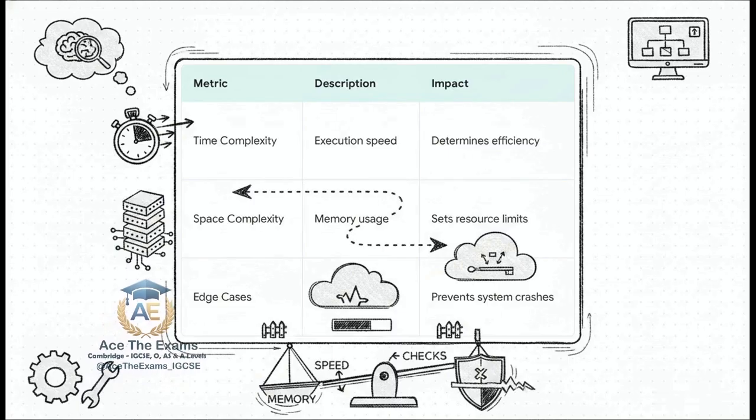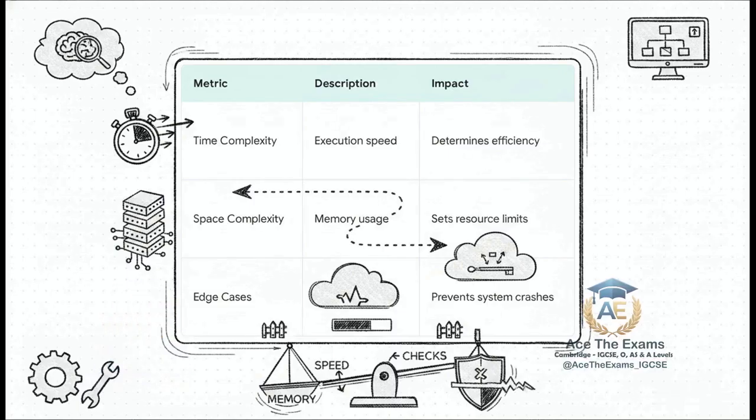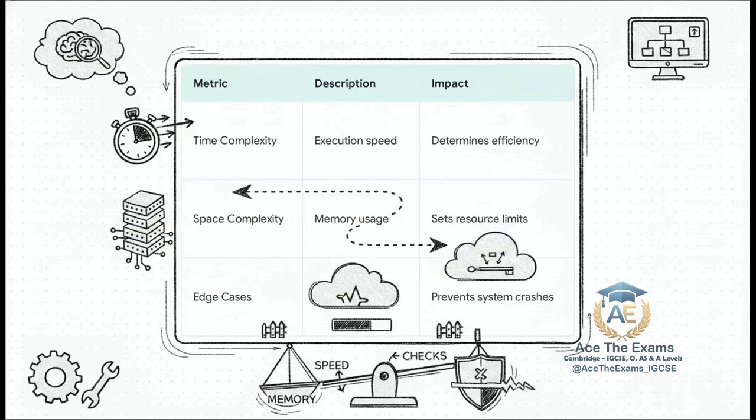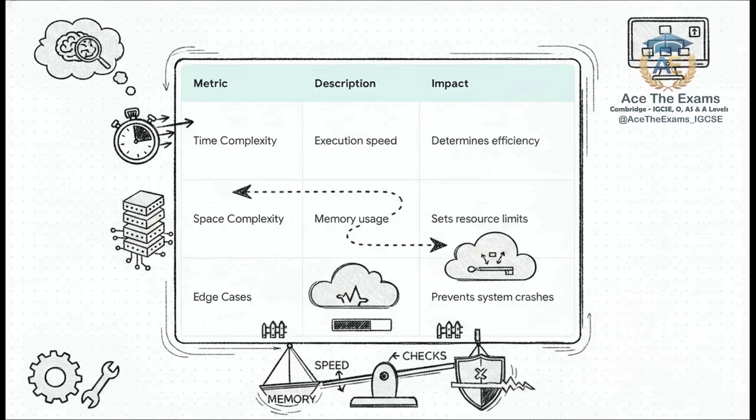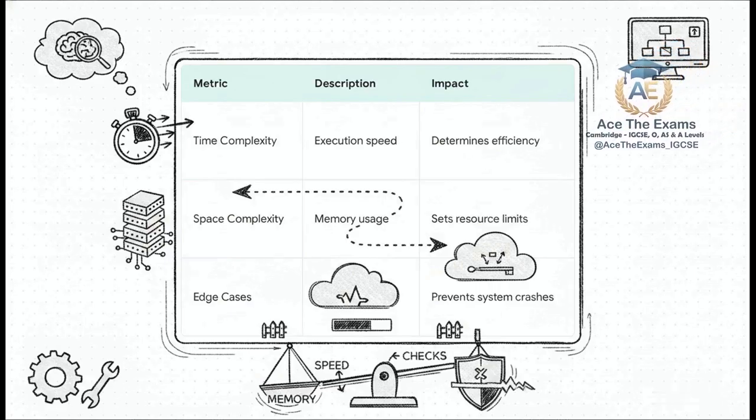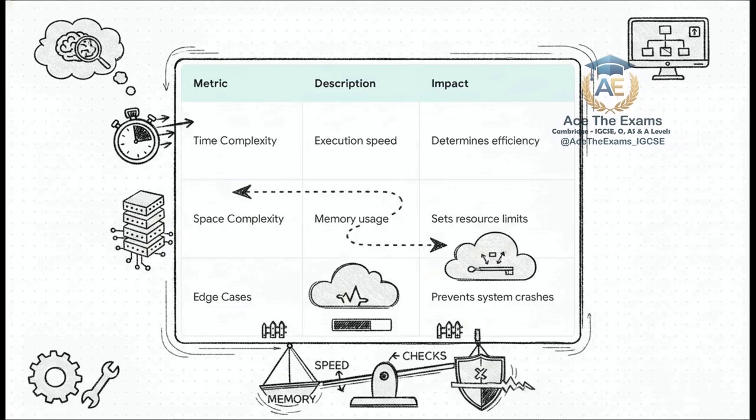But you must weigh that against space complexity. How much memory usage does your algorithm demand? This sets the hard resource limits. Often in computer science, making an algorithm faster requires significantly more memory, and saving memory makes it run slower. You have to explicitly explain this trade-off to the examiner based on the strict constraints of the scenario. And always, always bracket your analysis with a discussion of edge cases, those critical boundary conditions that prevent system crashes. Mastering this matrix proves to the examiner that you think like a real-world software engineer, not just a student trying to pass the test.